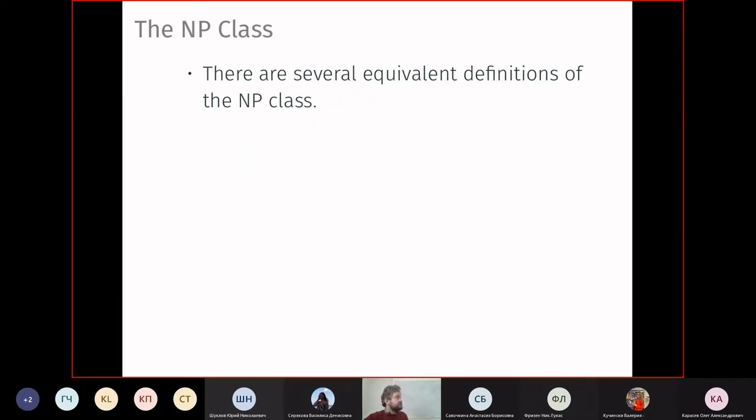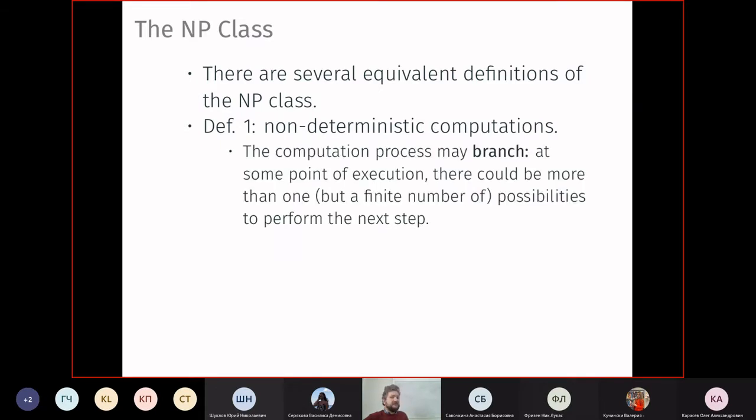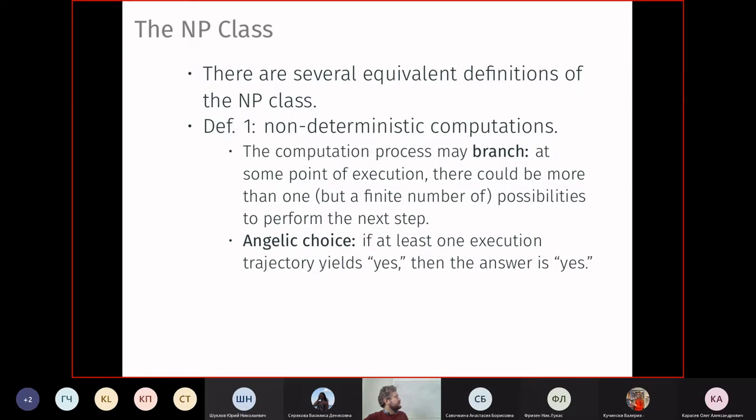The NP class is also a class of decision problems, and there are several equivalent definitions. We'll use definition 1 today, and this means that we have non-deterministic computations. The computation process can branch. At some point, there could be non-determinism. It could go via several directions, and there is the notion of angelic choice: if at least one execution track of this algorithm yields yes, then we say that the answer is yes. So we should guess the correct branch each time we branch. There is also the dual notion of demonic choice, where we have to succeed at each branch.